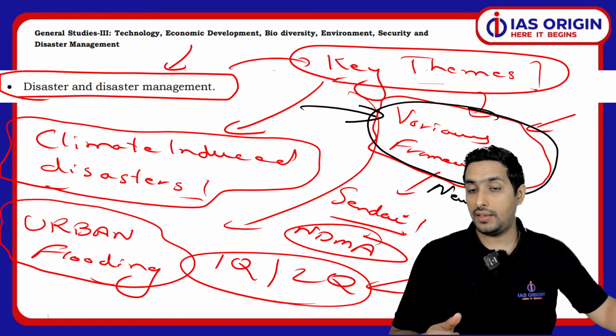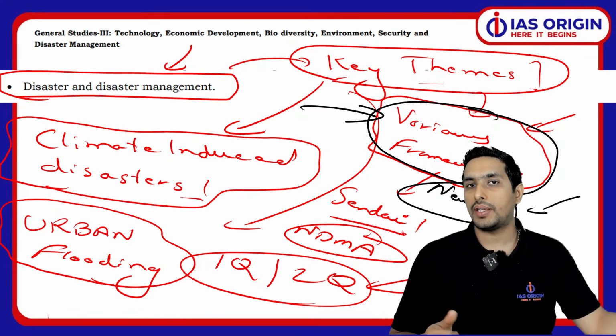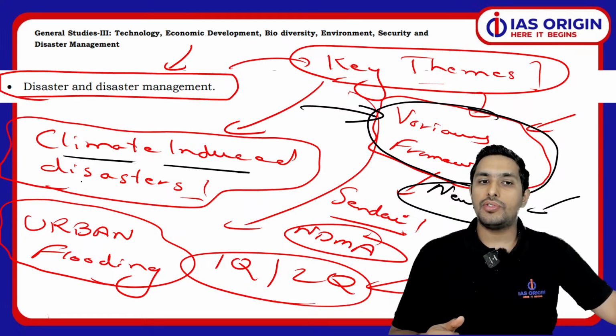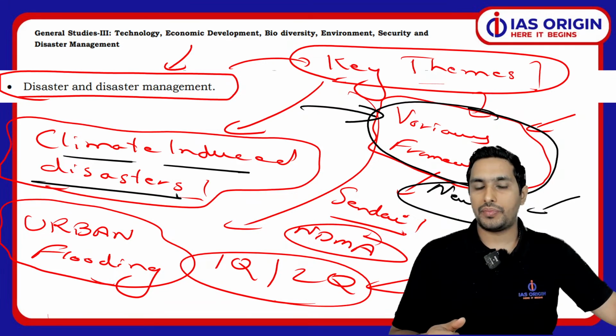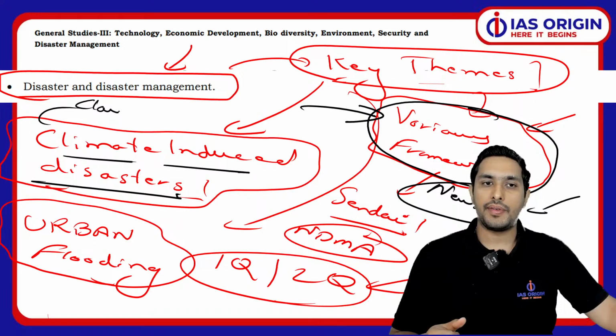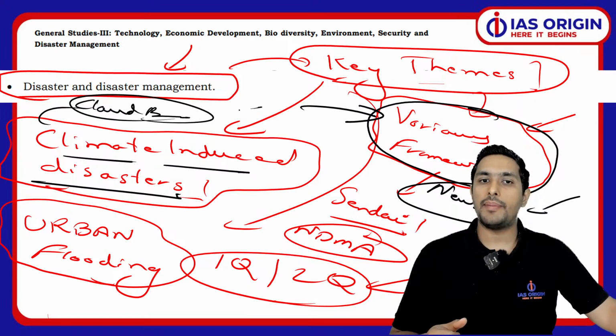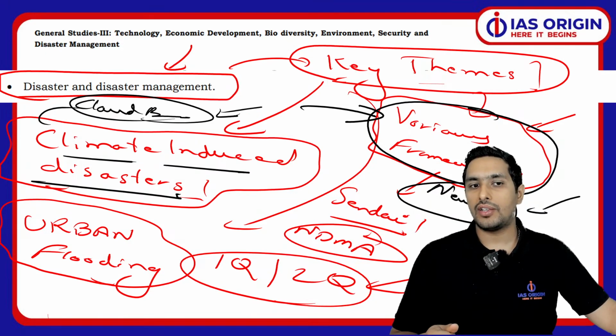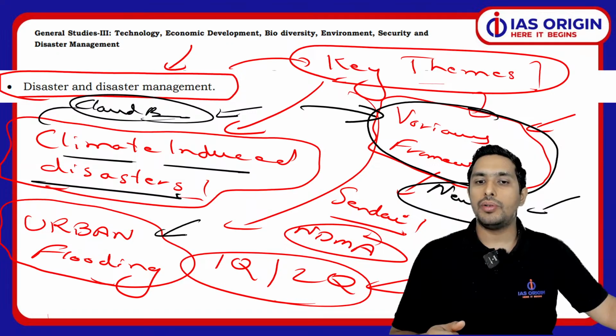So if it is in the news, you have to prepare accordingly. Climate induced disasters, you have to prepare accordingly. It can be, for example, cloud bursts, damage happening. We should know about that as well. Urban flooding, I've already told you, is an important theme. Okay, and various frameworks we have talked about.